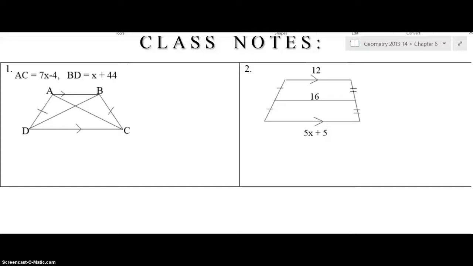Okay, so for the class notes on trapezoids, if you look at number 1, we know it's a trapezoid because we have one pair of parallel lines. Okay, one pair of opposite sides are parallel. If both were parallel, it would not be a trapezoid. We know that it's a trapezoid because there's one pair of parallel.